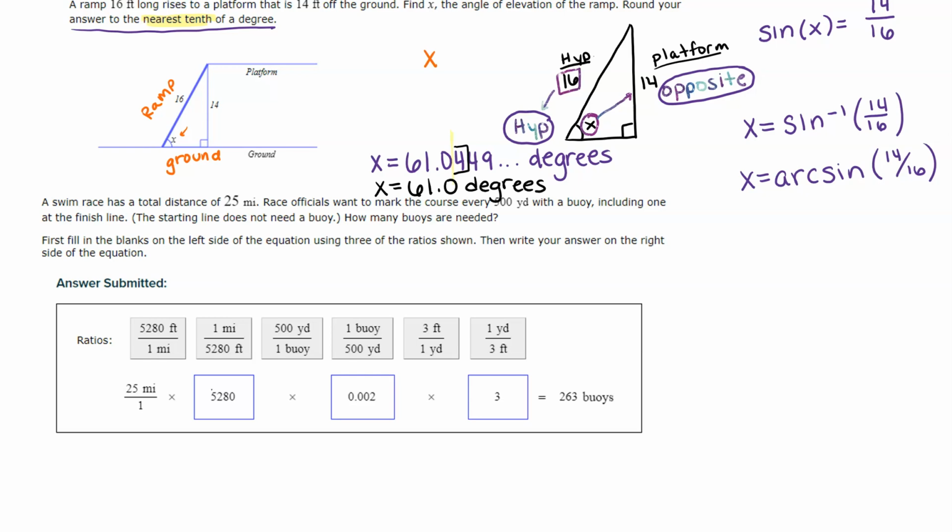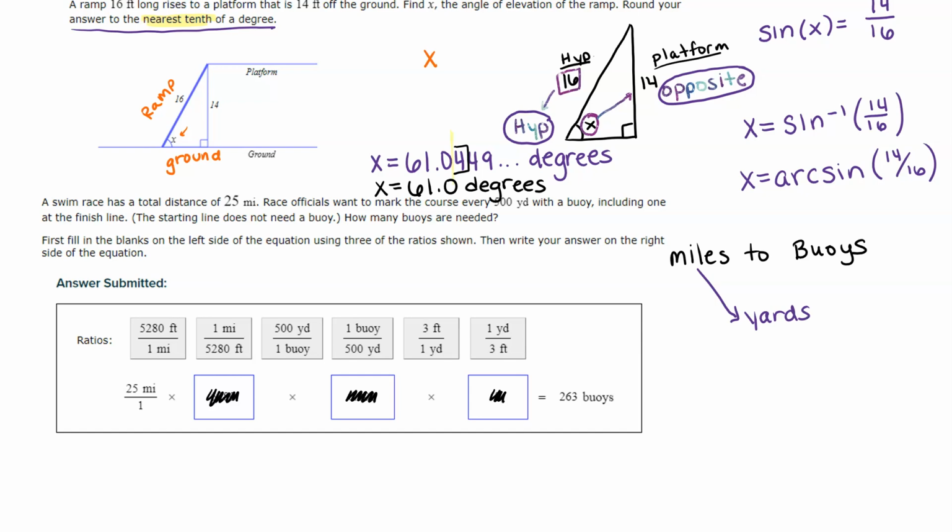Okay, so first of all, I'm going to just take these guys out. There's no way for me to copy it without that. Okay, so we're going to decide we want to get from miles to buoys. So now we're starting with miles, and we know a buoy is going to happen every 500 yards. So we need to convert our miles to yards. So we're going to go first from miles to yards. Well, let's see. In order to get yards, we need feet.